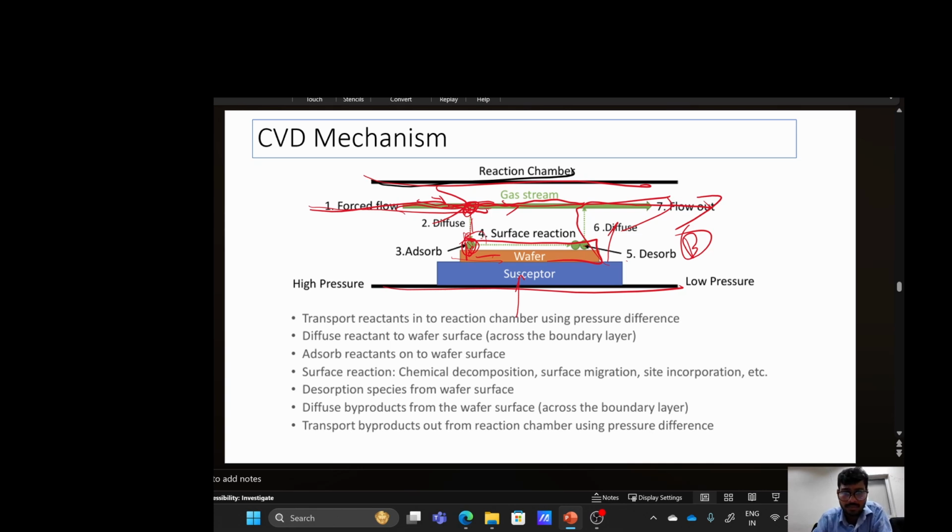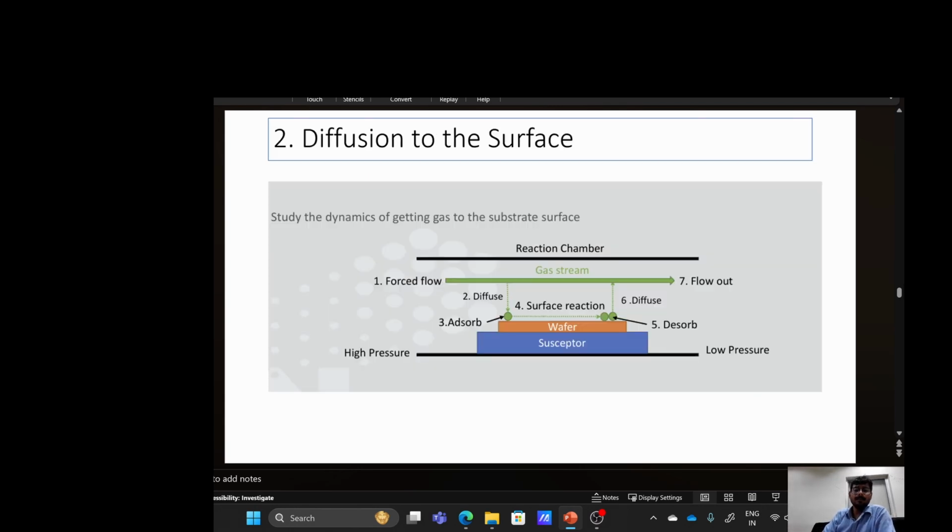And now the same thing is written over here: the first is the forced flow transport of the reactants in the reaction chamber using the pressure difference. So these points are written over here. You can read, I will share these notes. Okay, now, diffusion to the surface: there is a diffusion from this laminar flow of the gas to the wafer, to the substrate. How this diffusion happens, that we will see.